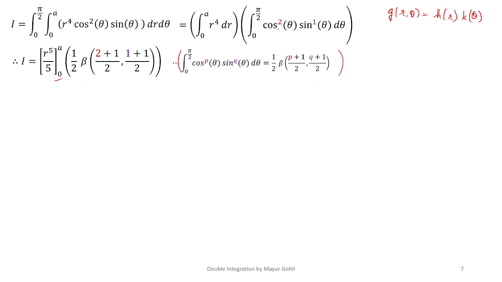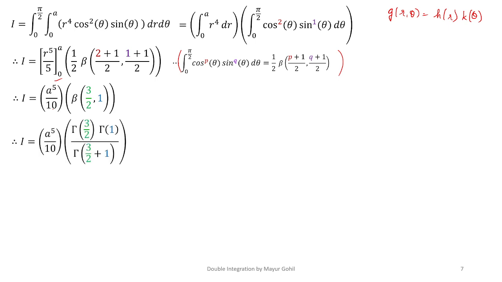So the power of cos is added to 1 and divided by 2. Okay, it's not added to half. Remember, it's added to 1 and then divided by 2. So you get a raised to 5 divided by 10 times beta 3 by 2 comma 1. Now when you want to simplify the value of this beta 3 by 2 comma 1, you need to know another rule for beta and gamma functions, how they are connected.